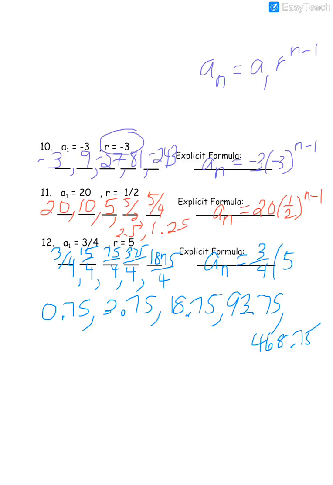The r was 5 to the n minus 1 power. Okay, so hopefully you feel comfortable with explicit, and hopefully you feel comfortable generating the first 5 terms, and hopefully you know the difference between a geometric and an arithmetic sequence. These are all geometric that we're working with, and that we can see what the r does from the first term to the next.